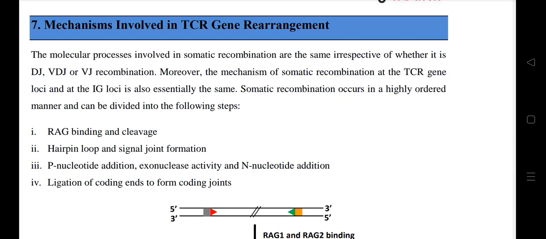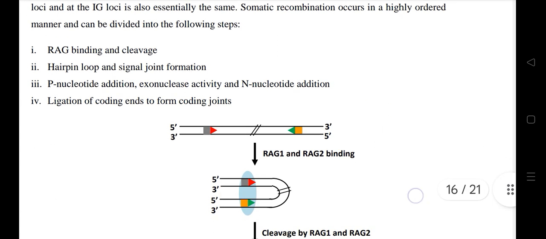The molecular processes involved in somatic recombination are the same irrespective of whether it is VJ or VDJ recombination. Moreover, the mechanism of somatic recombination at the TCR gene loci and at the Ig loci is also essentially the same. Somatic recombination occurs in a highly ordered manner and can be divided into the following steps: RAG binding and cleavage, hairpin loop and signal joint formation, P nucleotide addition, exonuclease activity, and N nucleotide addition. Then ligation of coding ends to form coding joints.